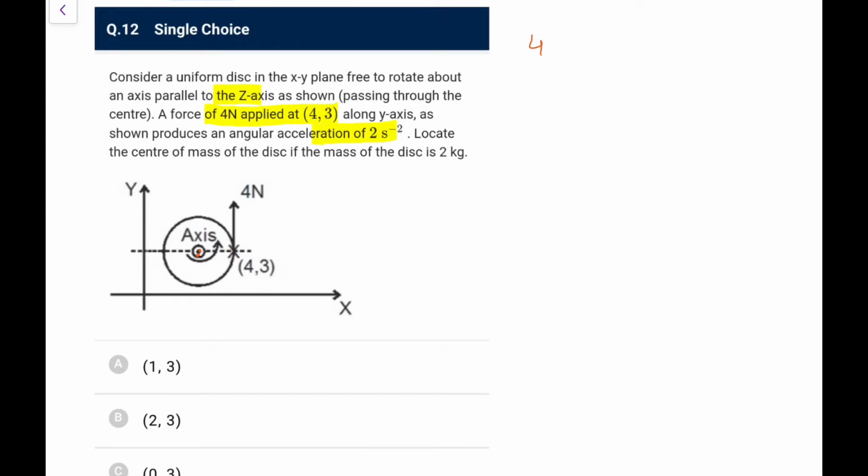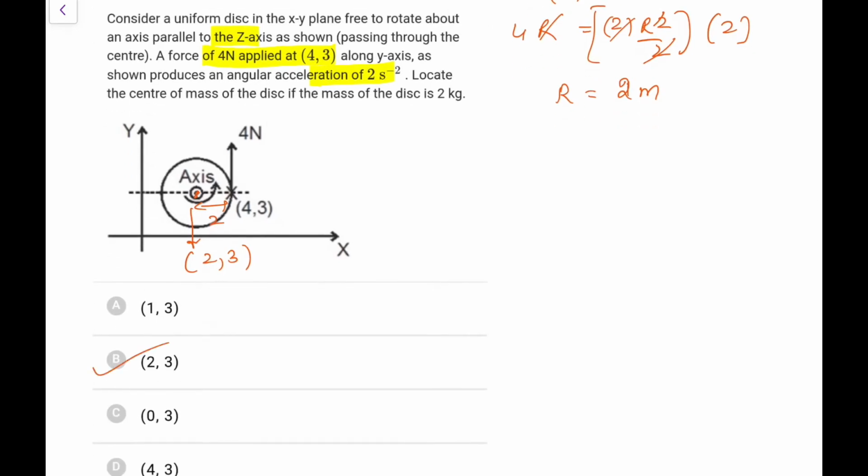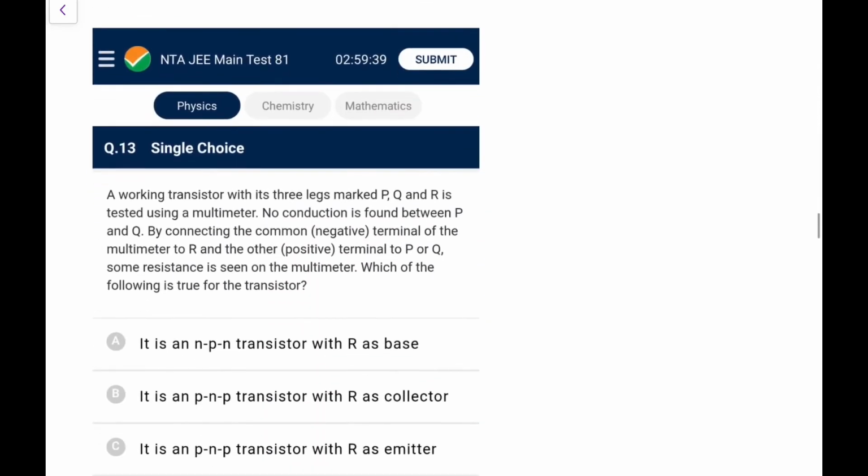Okay, so what we know, this torque would be 4 into, let's say, the radius r, let me calculate it, that would be equal to I alpha, and I we can write as mr square by 2. So 2 into r square by 2 into alpha, that is 2, and since it is a uniform disk, whatever be the radius, mr square by 2 I can write, that is 4r. So r comes out as 2 meter. So the radius is 2 meter, that means this gap is 2. So the center coordinate would be (2,3) for sure. So the cm would be at that point, that is (2,3). So you can go for it.